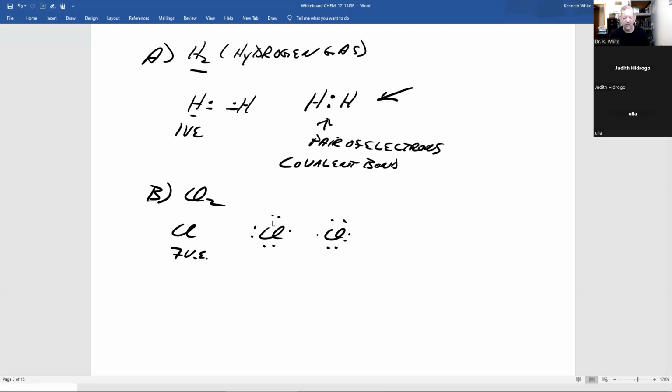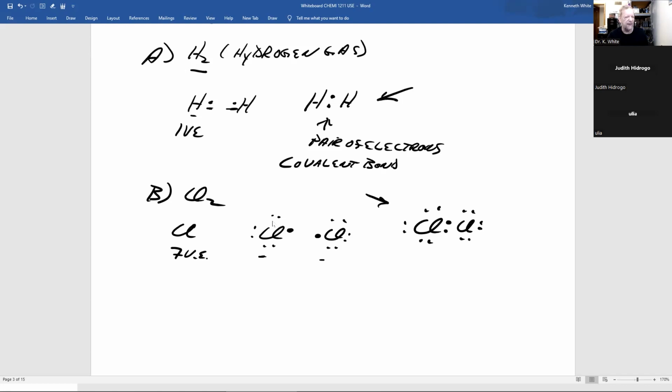Now, this chlorine says to this chlorine, oh, look, I have an unpaired electron. You have an unpaired electron. Let's share. And they do. And what happens is they share a pair of electrons. Now, the other dots or pairs of electrons are still there. And this is the Lewis structure for chlorine gas.